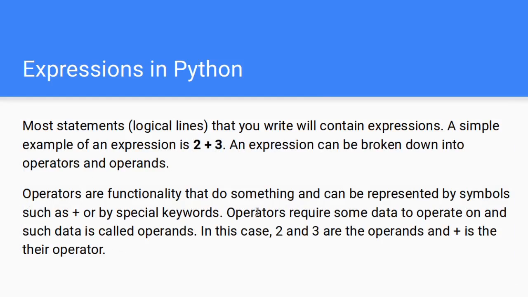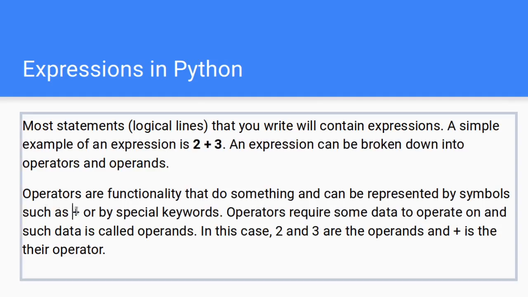Operators are functionally that which do something, and can be represented by symbols such as plus or by special keywords. Operators require some data to operate on, and as such, their data is called operands. In this case, 2 and 3 are the operands, and plus is the operator.